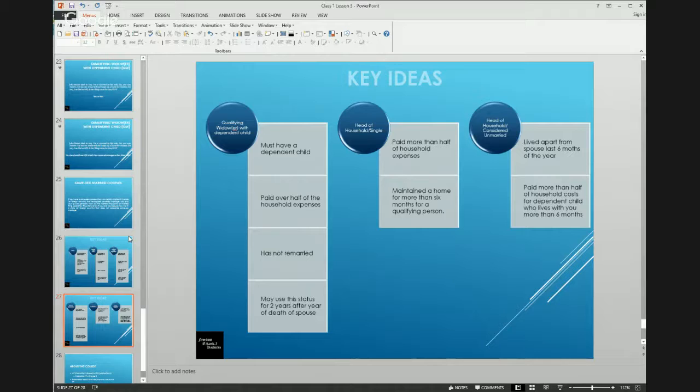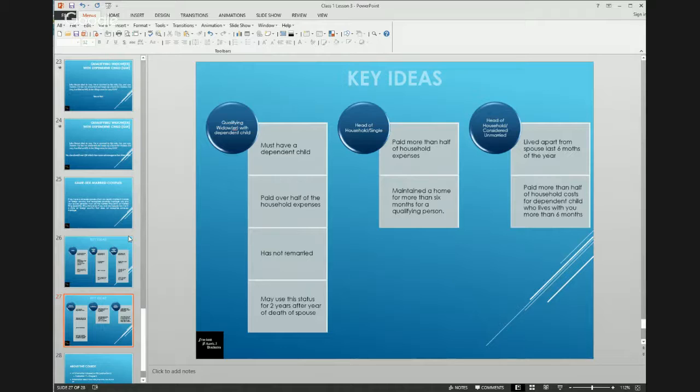Head of household has two varieties. In the first variety, you are single and you paid more than half of the household expenses, and you maintained a home for more than 6 months for a qualifying child. So regular head of household, you are single, not married, and you would have provided all of the upkeep or more than 50% for a qualifying person for at least 6 months in the year.